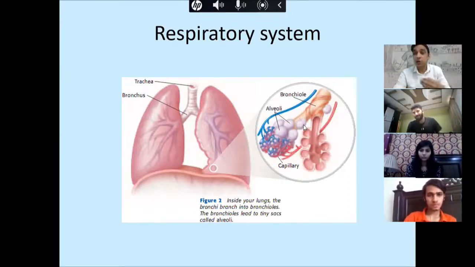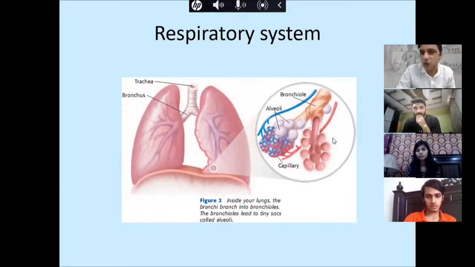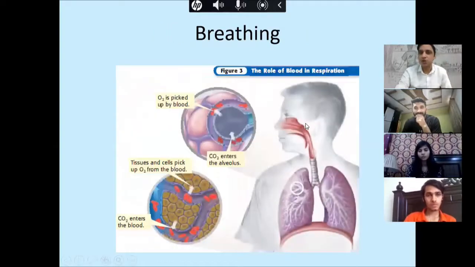So that is why it is important to take a breath from the nose, and you can expel it from anywhere. You can expel it from the mouth as well. That is how the respiratory system works together. So within the air sac, this is the air sac, I told you the blood capillaries.